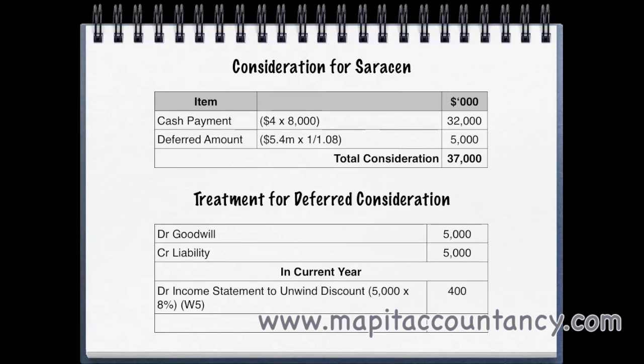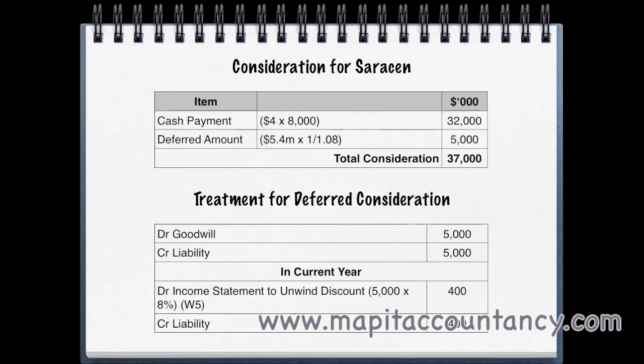So in the current year, we'll debit the income statement to unwind the discount with the 5 million balance on the liability times the discount rate of 8%. And that's 400. So that will be a finance cost to the income statement. The credit then is to the liability, and that will increase the liability from 5 million to 5.4 million. So that's how we deal with deferred consideration. We discount it and bring the discounted amount into our consideration. That will go to our working 3 for goodwill.